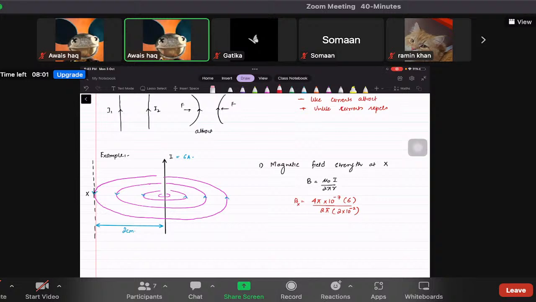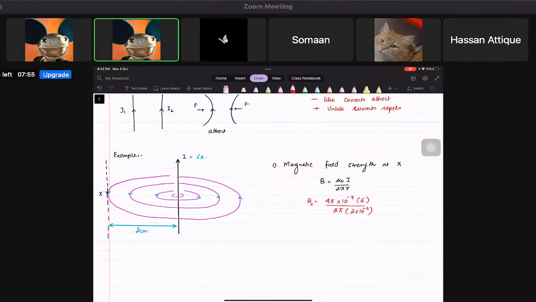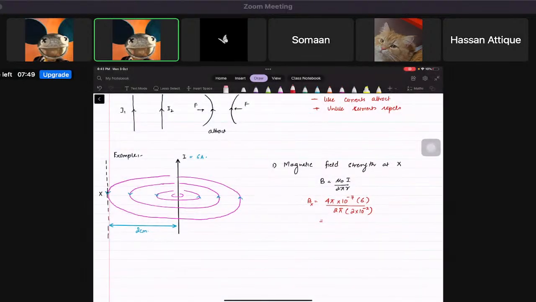All right. So then if you find this out, this is going to come out as, oh no, let me put it to charge. Wait a second. Okay, if you look at it, this is going to come out as 6 times 10 raised to power minus 5 Tesla. That's the magnetic field, right?